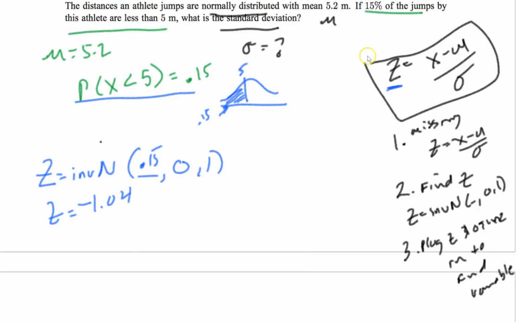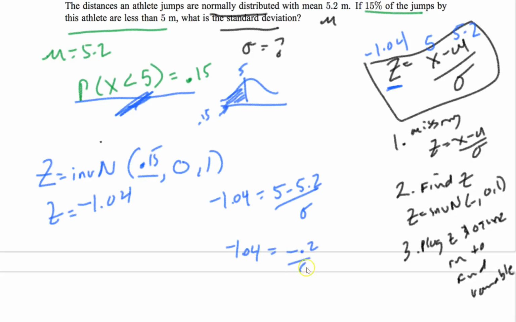So now I can plug this in. That's my z. Fill the rest of it out. X is this. This is x, 5. So that's my x. And I have my mean 5.2. So I just have negative 1.04 equals 5 minus 5.2 all over standard deviation. Do a little math. Negative 1.04 equals negative 0.2 over standard deviation. Multiply both sides by that.